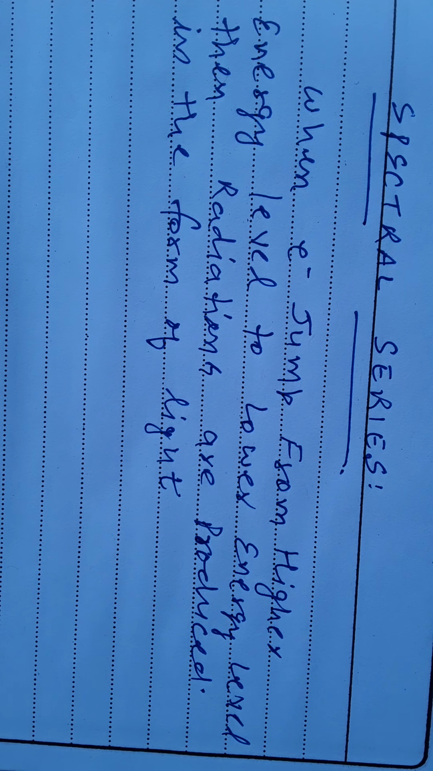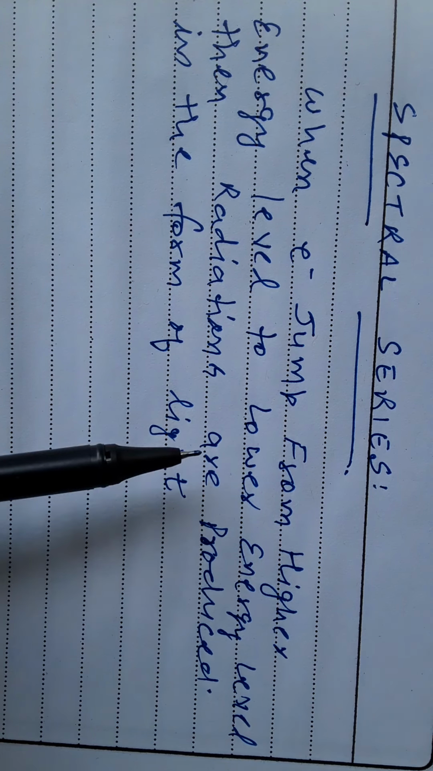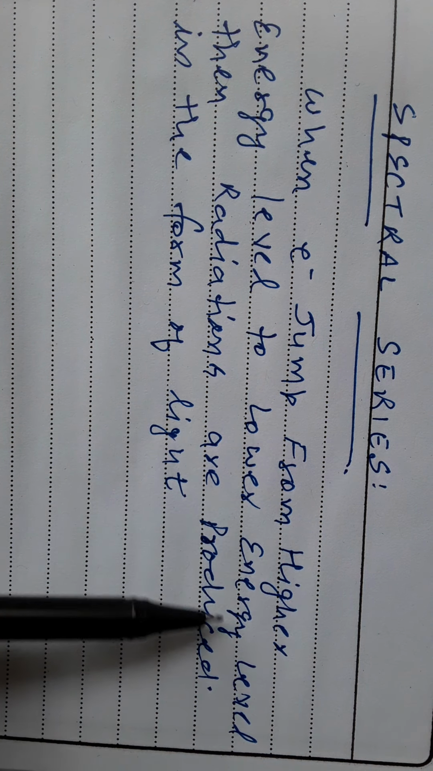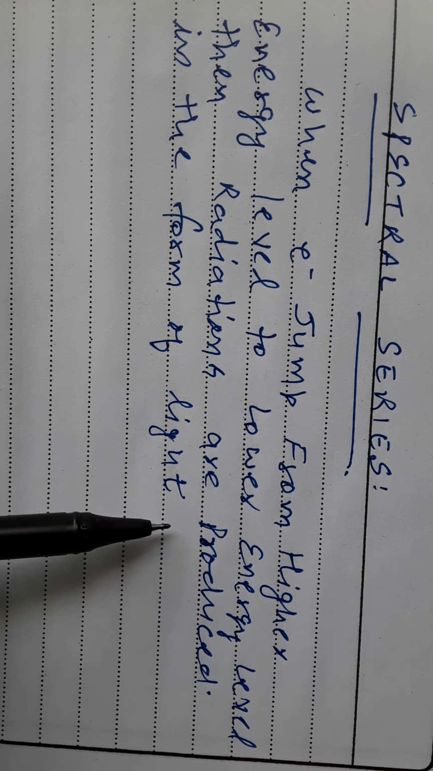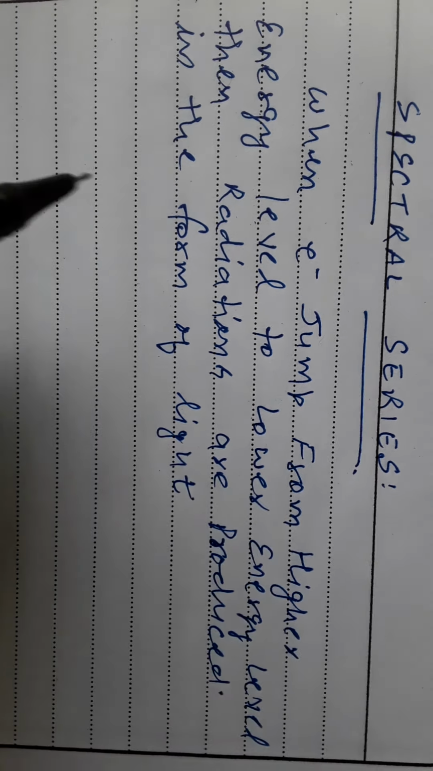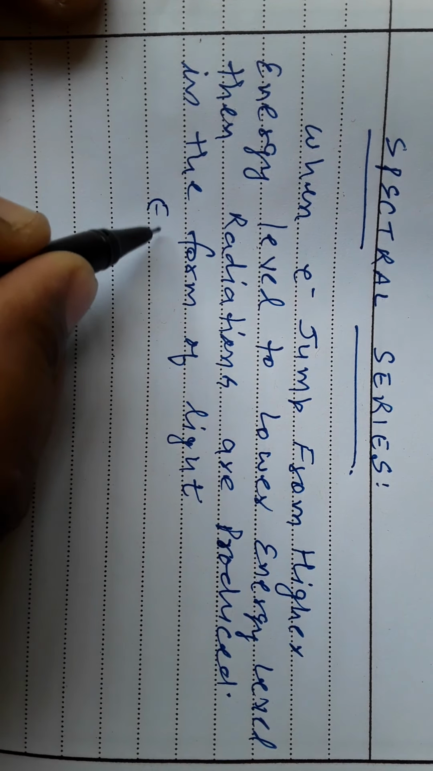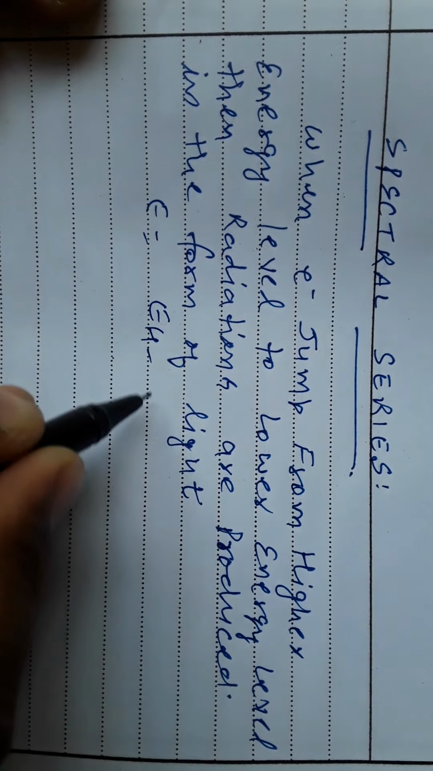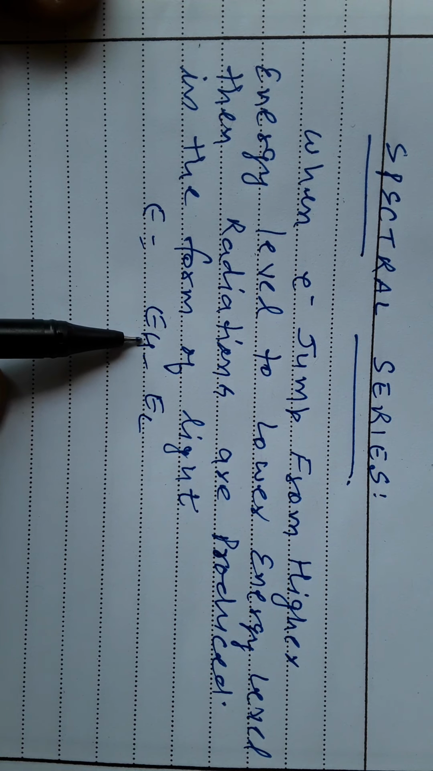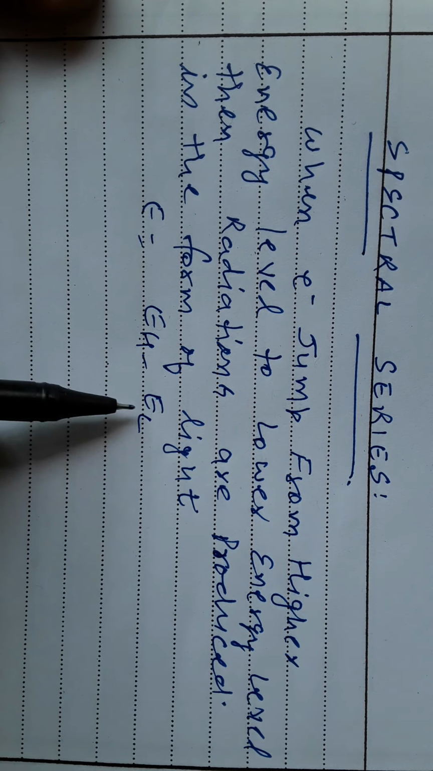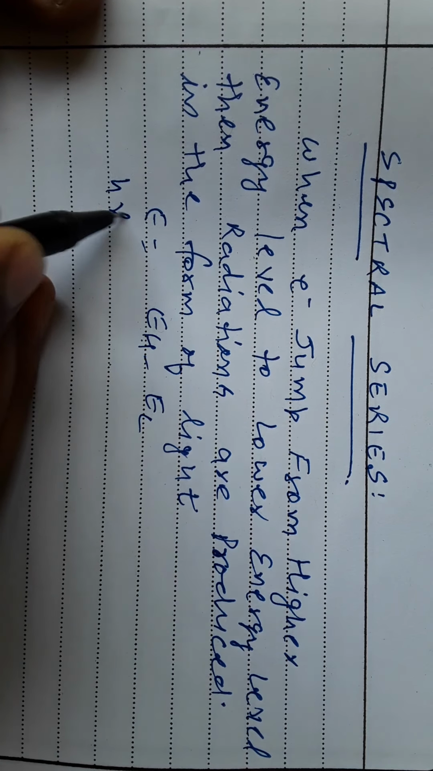In the atomic structure, we have the next topic, spectral series. When the electron jumps from a higher energy level to a lower energy level, radiations are produced in the form of light. So we can say E is equal to EH minus EL, where EH is the energy in the higher orbit and EL is the energy in the lower orbit. We know E is equal to h nu.